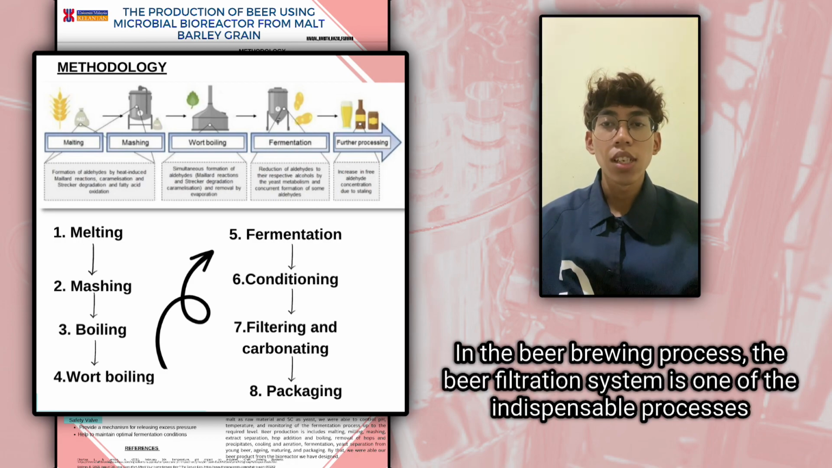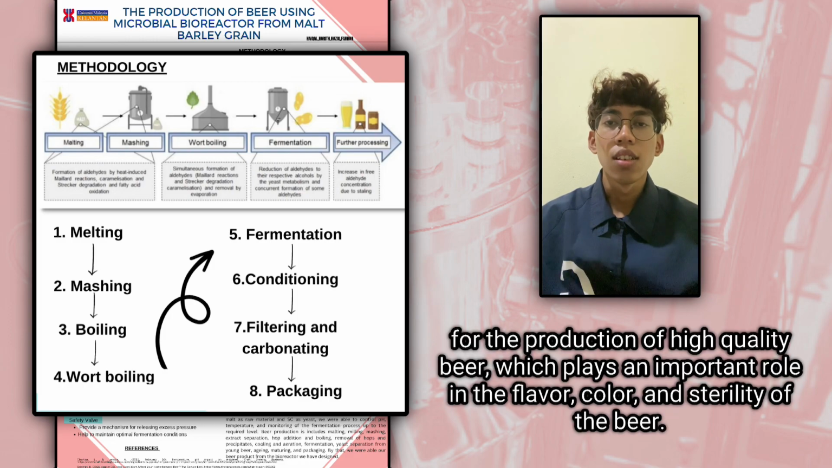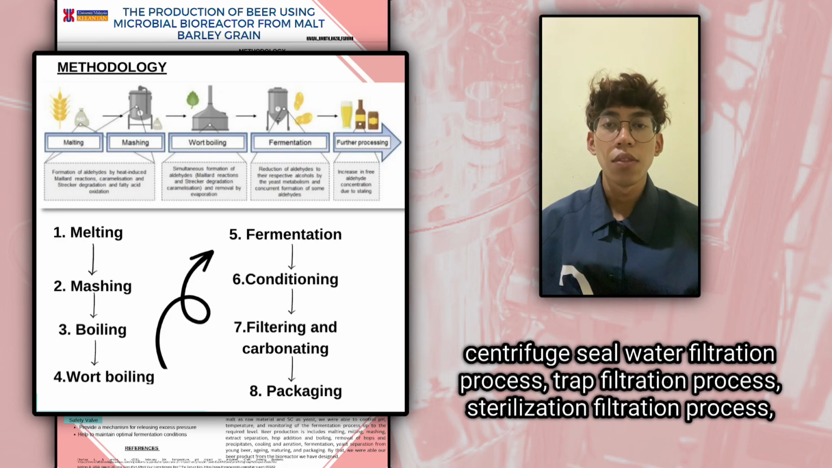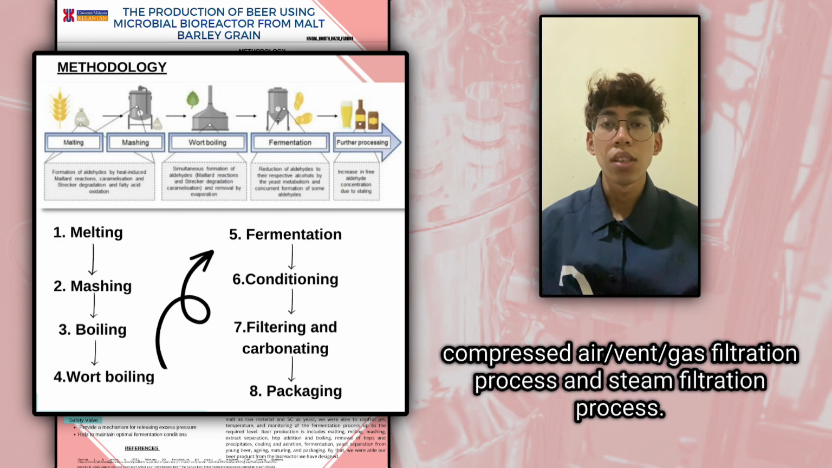In the beer brewing process, the beer filtration system is one of the indispensable processes for the production of high-quality beer, which plays an important role in the flavor, color, and sterility of the beer. The beer filtration process mainly includes incoming water filtration, boiler water filtration, centrifuge still water filtration, trap filtration, sterilization filtration, compressed air vent gas filtration, and steam filtration.